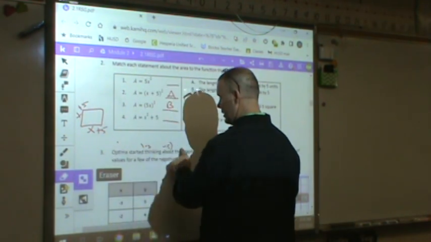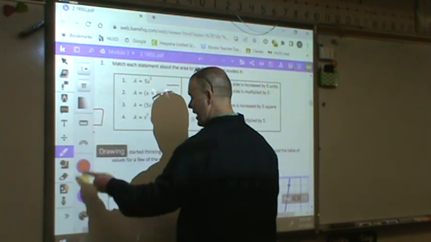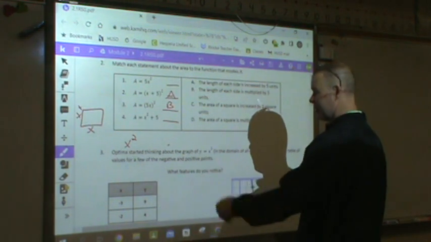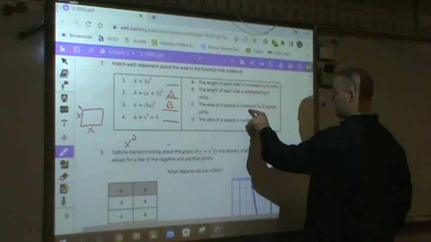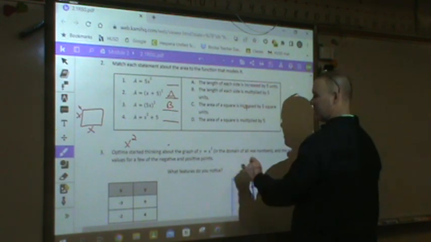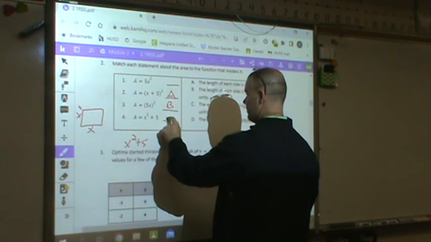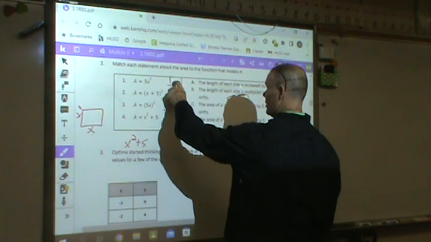So go back. I need to get rid of the plus 5s. We find the area of a square first. Well, that's x squared, right? x by x is x squared. And then it's increased by 5. What function does increase mean? Increase is plus, so this should be x squared plus 5. There is C. And then obviously the default one, number 1, is D.